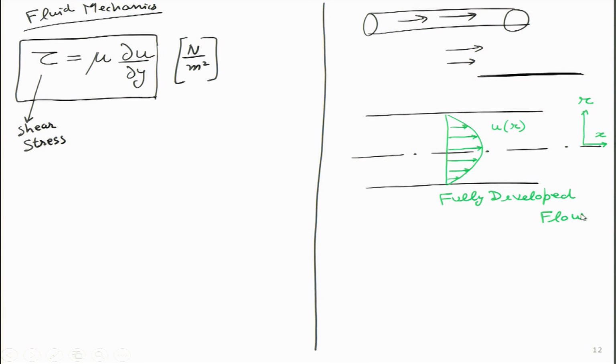And we will figure out that if in addition to it being fully developed, the flow is also laminar, then the shape turns out to be a parabola. And it may appear something like this. If the radius of the pipe is known to me as r naught, then it would be u max times 1 minus r square by r naught square.